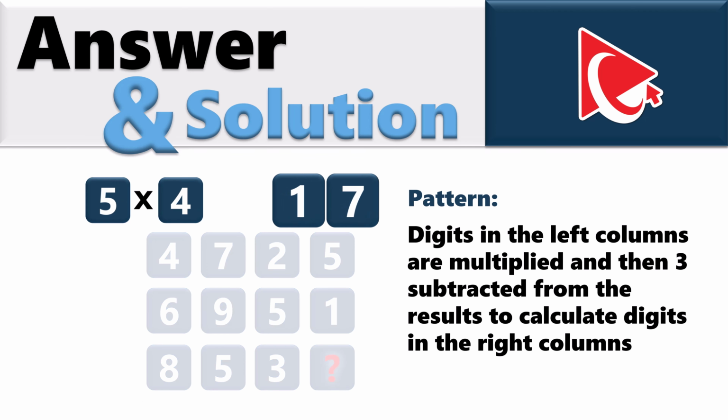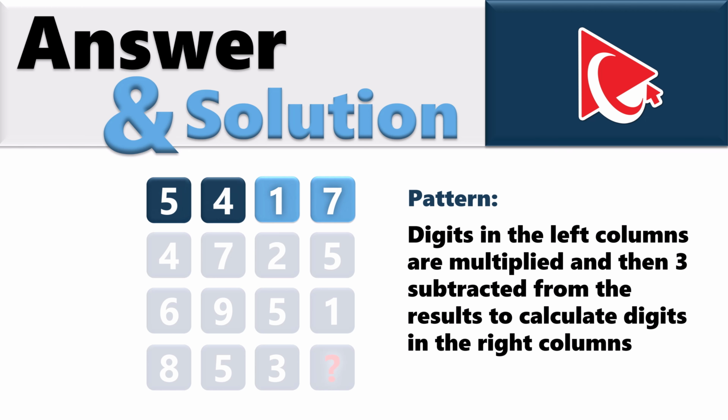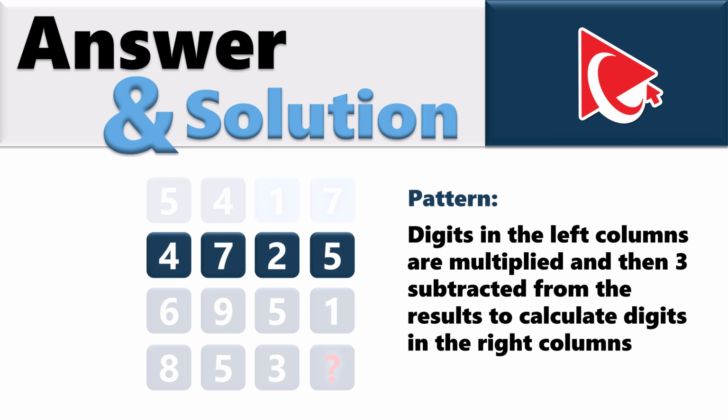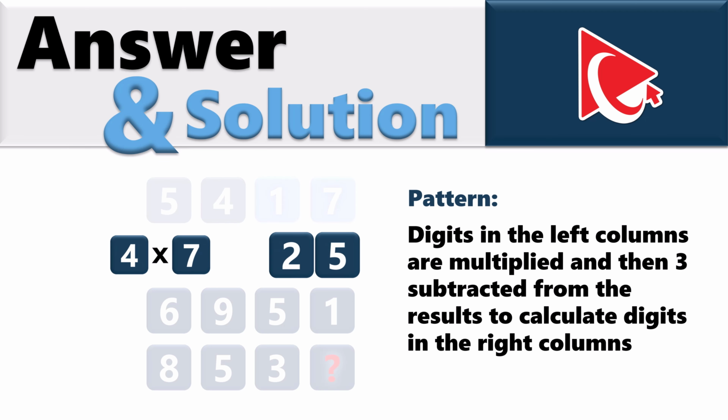5 multiplied by 4 minus 3 equals 17. This explains the digits 5, 4, 1, and 7 in the first row. Let's look at the second row. 4 multiplied by 7 minus 3 equals 25.